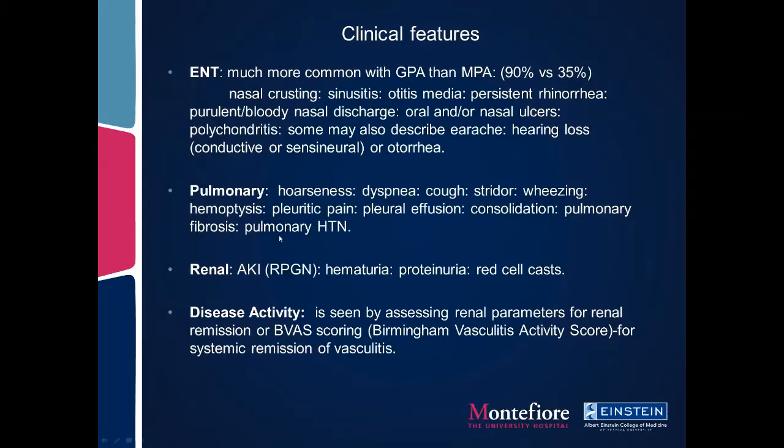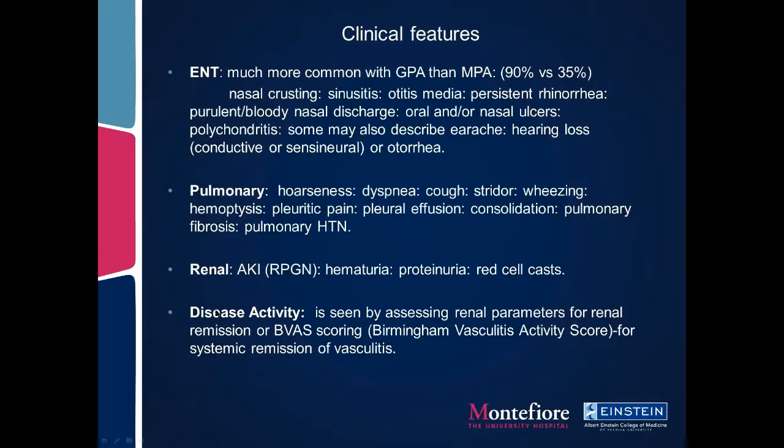The other one is pulmonary involvement, especially the severe one, which is alveolar hemorrhage and hemoptysis, but they can also have dyspnea, hoarseness, cough, findings of atypical pneumonia that you would look for if they have lung involvement.